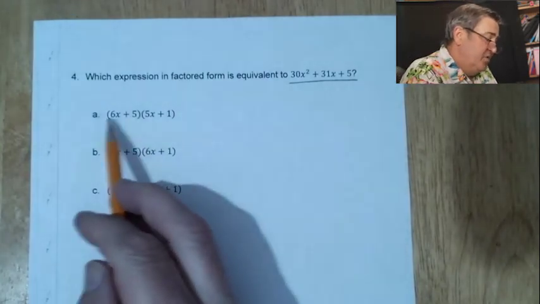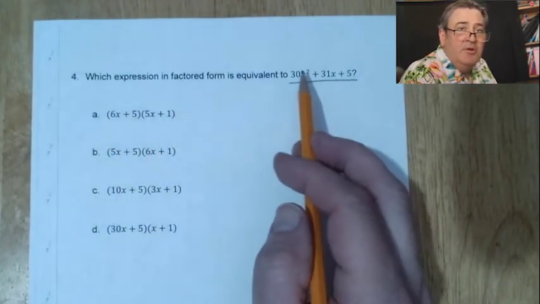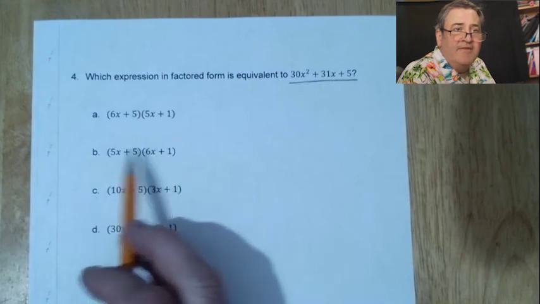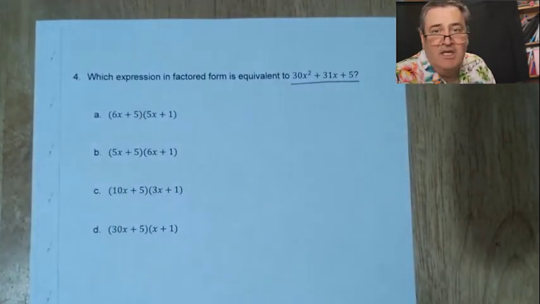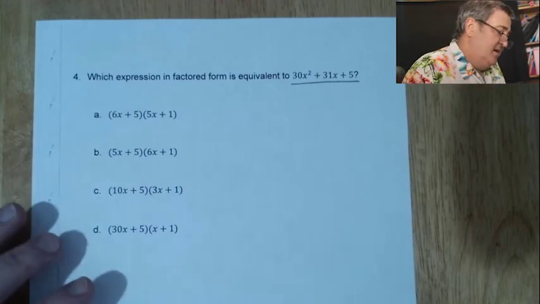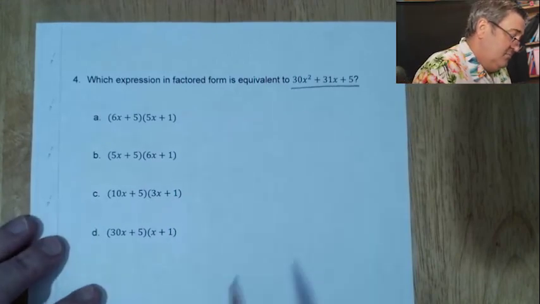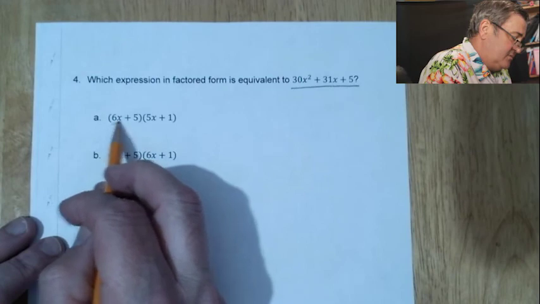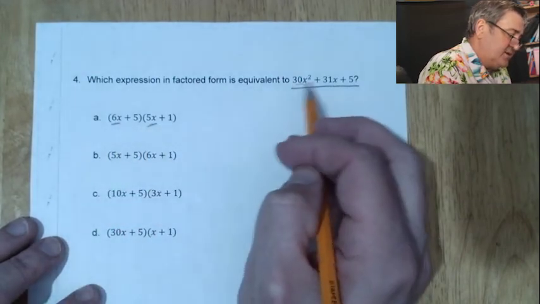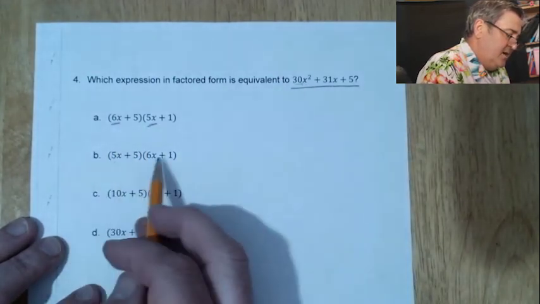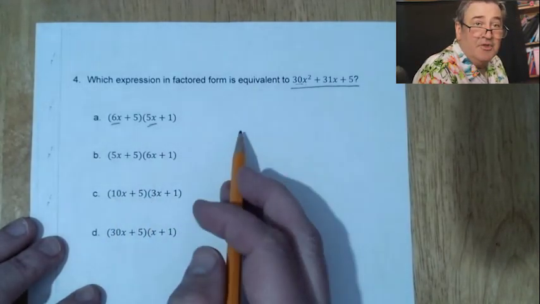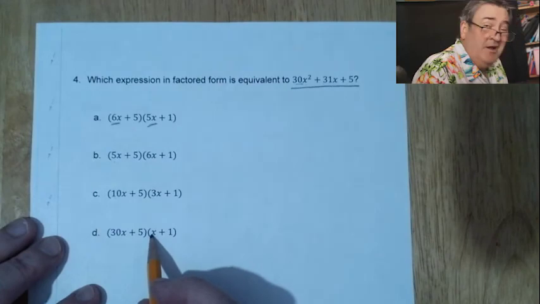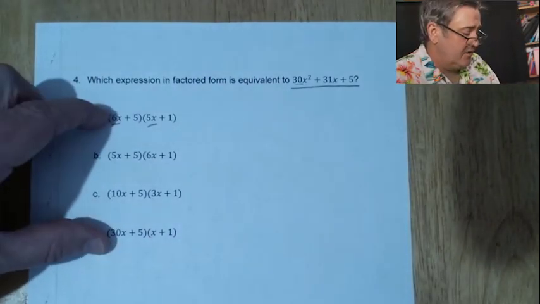Okay, so if you multiplied these two together, would it be that? Or would I have to multiply these two together to get that? Which one of these would multiply together to get that? Key things to look for, and these all seem to have that. 6x times 5x is 30x squared, but they all have 6x and 5x, except this one has 10x and 3x. Well, that's still 30x squared. 30x and 1x, that's 30x squared. So those are all right.